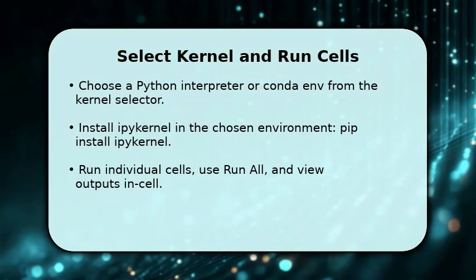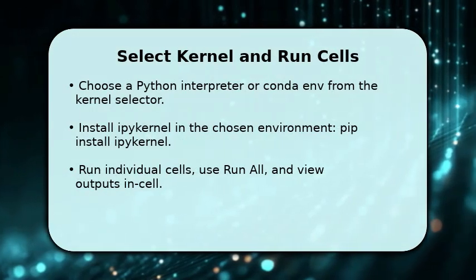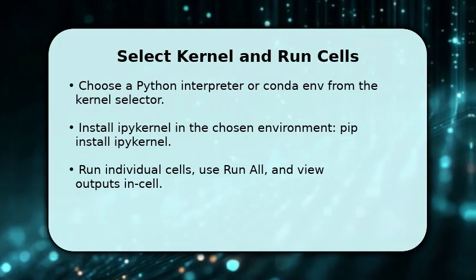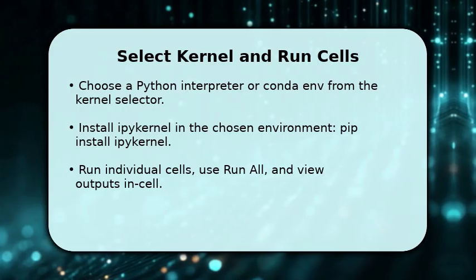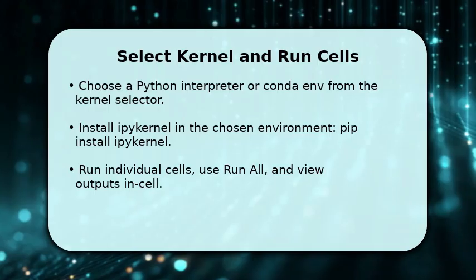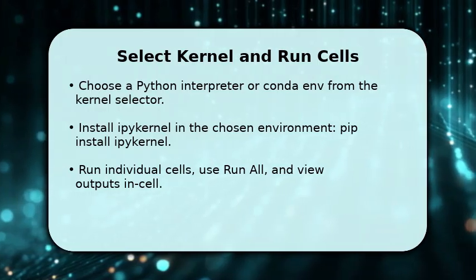Now pick the kernel. Click the top right kernel selector and choose your interpreter or conda environment. If you don't see it, install ipykernel in that env and register it. For example, pip install ipykernel. Once registered, restart VS Code if needed, then select the new kernel.